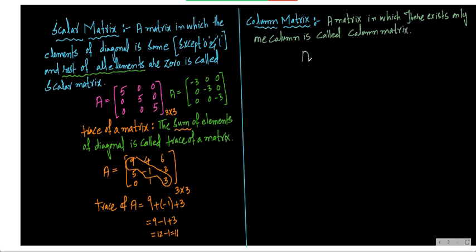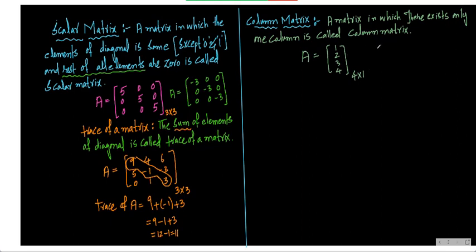How many rows can there be? Any number, there can be 1000 rows. But the column has to be only one. Take an example with 1, 2, 3, 4. What is the order of this matrix? How many rows are there? 4 rows. But how many columns? Only one column. So there may be 1000 rows possible, but it should have only one column.